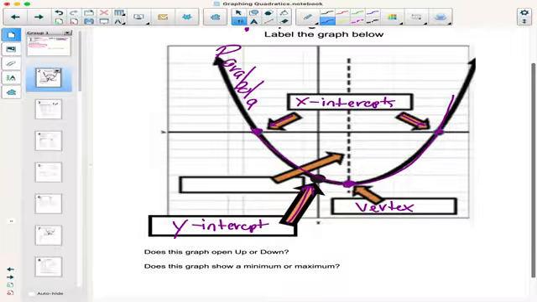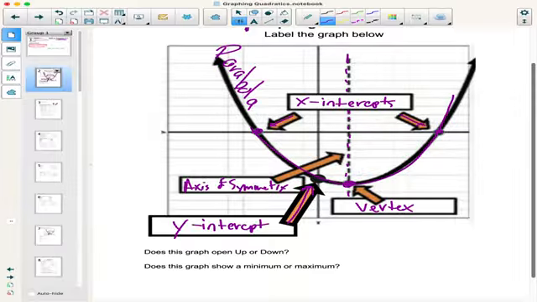And then the only other thing we don't have is this dashed line, okay? That dashed line, as you can see, goes right through the vertex. That's called the axis of symmetry. So again, axis of symmetry, okay?